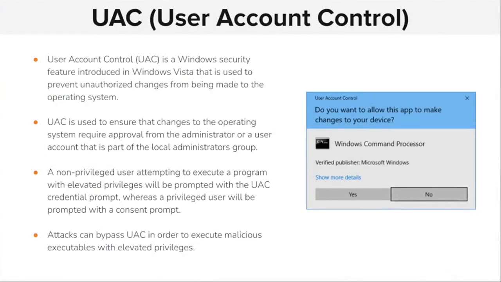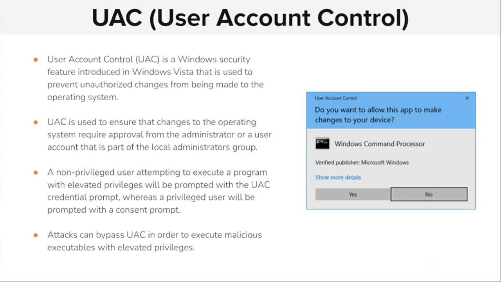Before we actually get started with using UACMe and bypassing UAC, we need to understand what User Account Control, or UAC, in Windows is, how it works, and how this privilege escalation vector or vulnerability works. User Account Control is a Windows security feature that was introduced in Windows Vista that is used to prevent unauthorized changes from being made to the operating system.